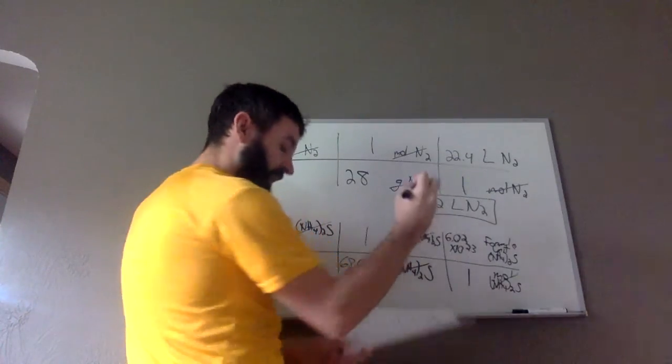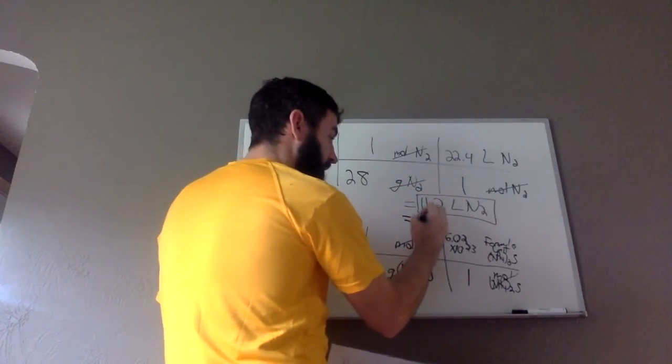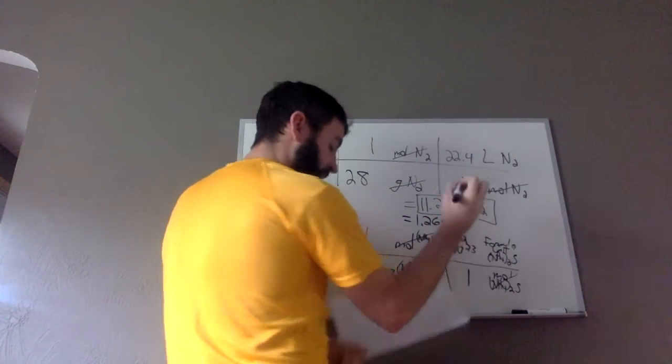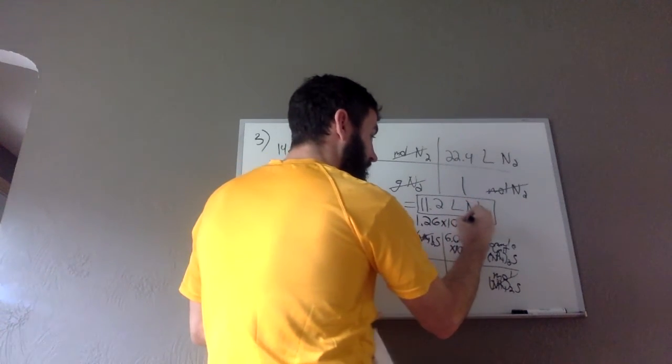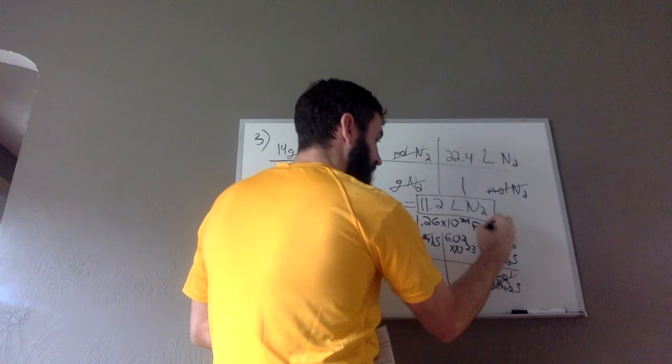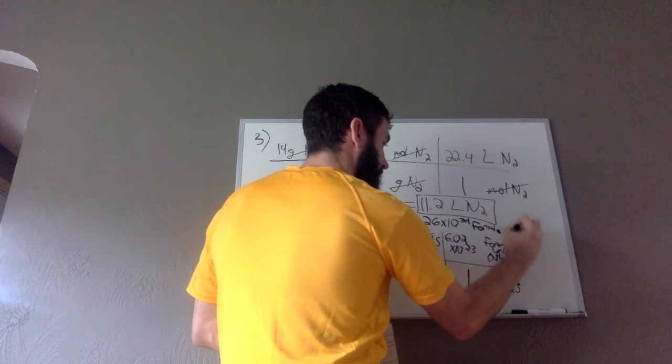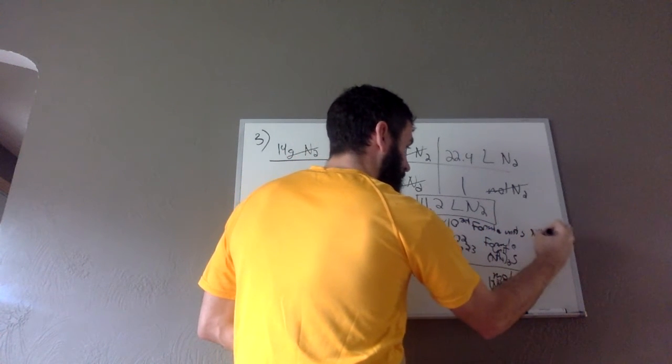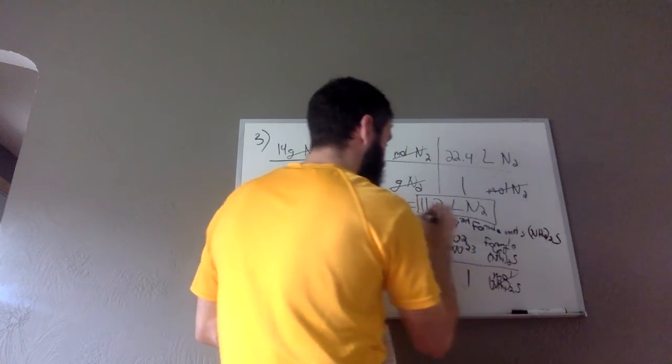I'm going to write my answer right here. I got 1.26 times 10 to the 24th formula units of (NH4)2S.